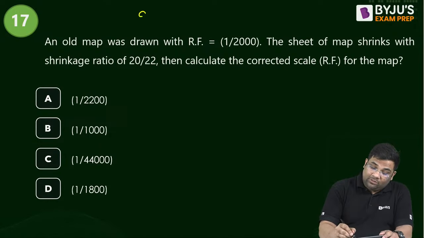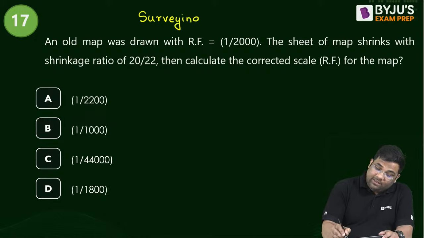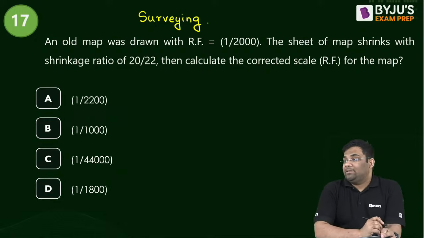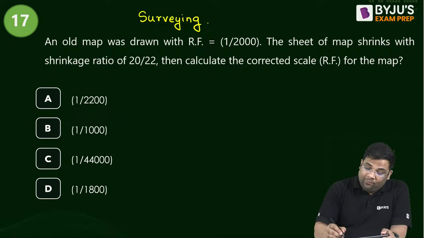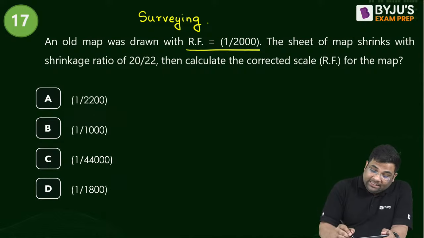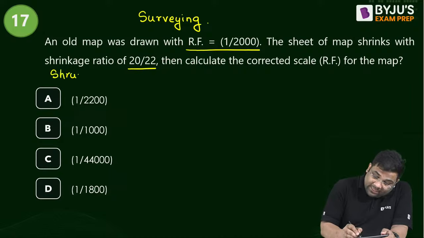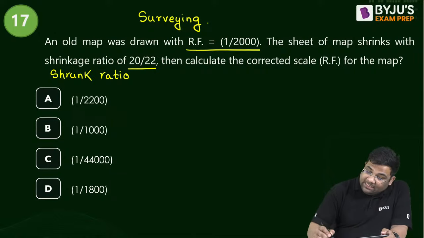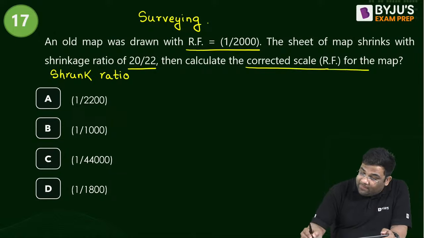So now returning back to surveying, again they're asking a numerical question from surveying. Tell me the right answer to this. We have an old map which is drawn to the scale RF, the representative fraction, that is the scale. The sheet of the map shrinks with a shrinkage ratio of this. This shrinkage ratio is also known as the shrunk ratio. They're asking for the corrected scale for the map.